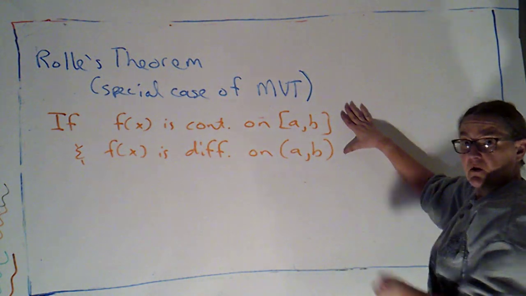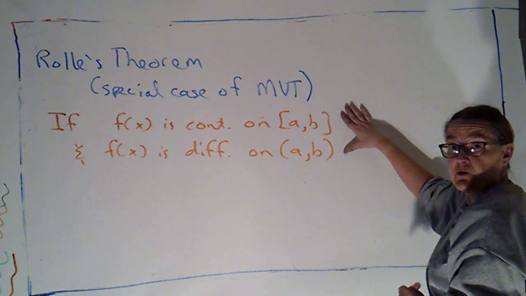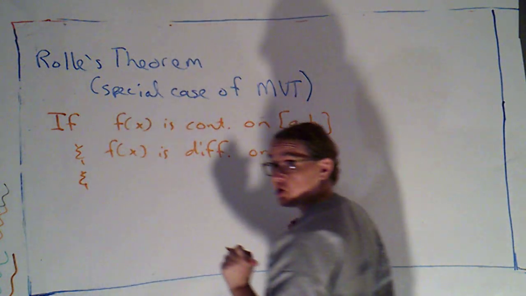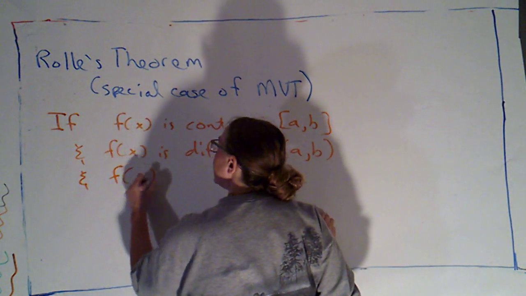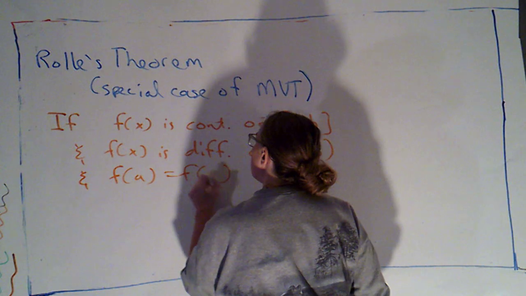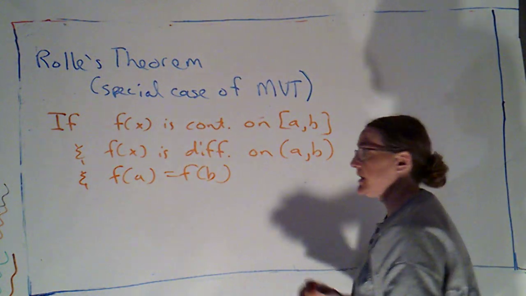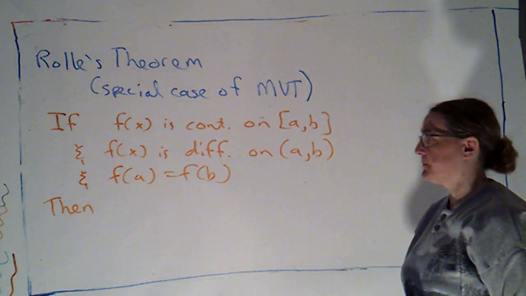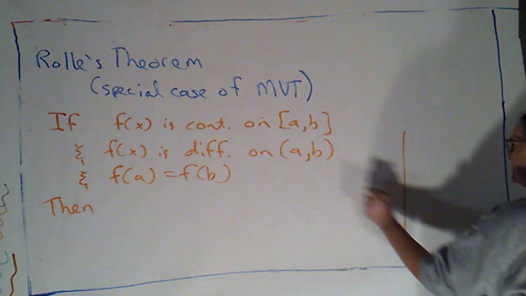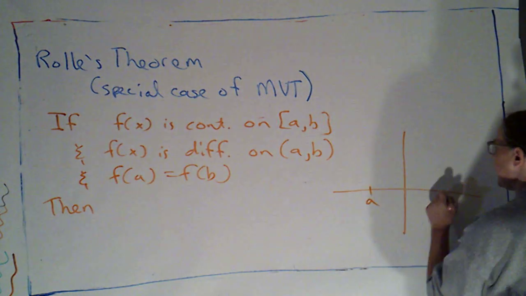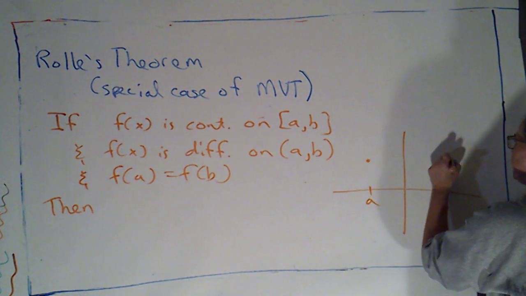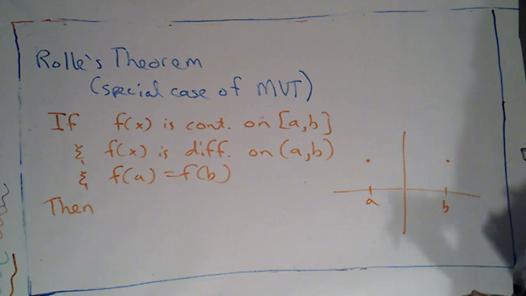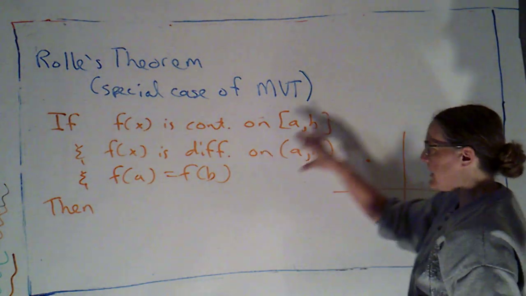These two hypotheses are exactly the hypotheses of the mean value theorem, except that I'm going to require one additional condition. I'm going to require that f of a be equal to f of b. And so I want to see if we can figure out what our conclusion is. So let's think about this. Here's some point a and here's some point b. And what I know is that the heights of my function are the same at those points. That's what this third condition says.